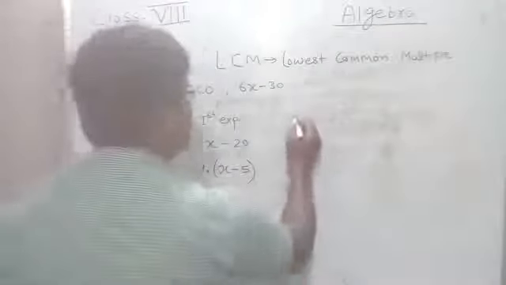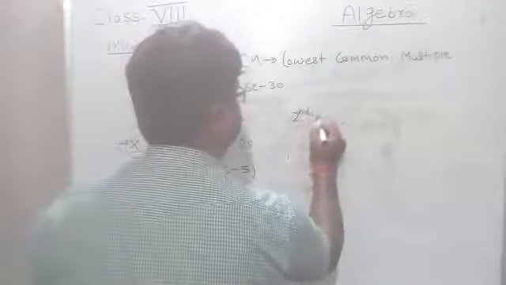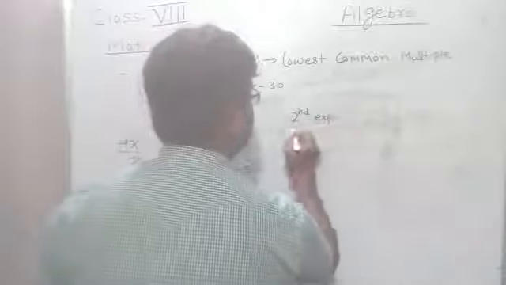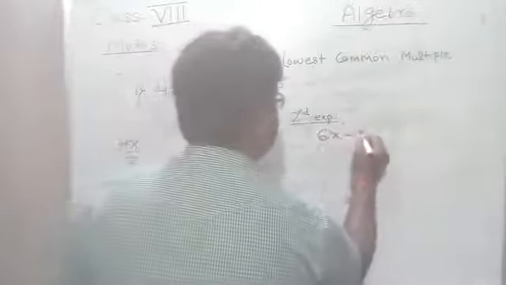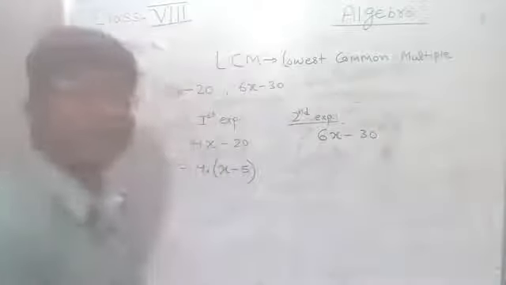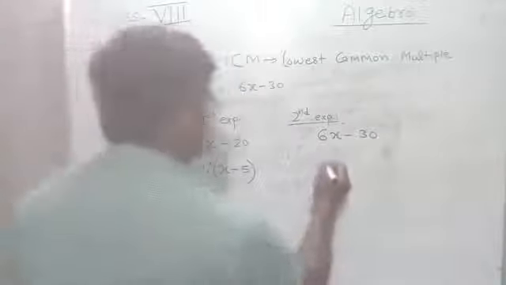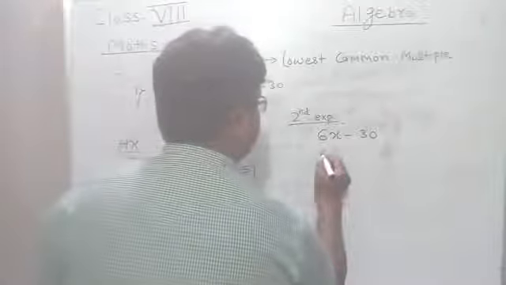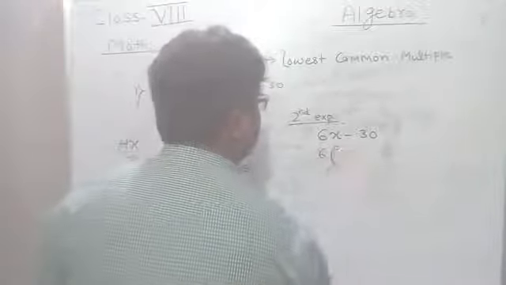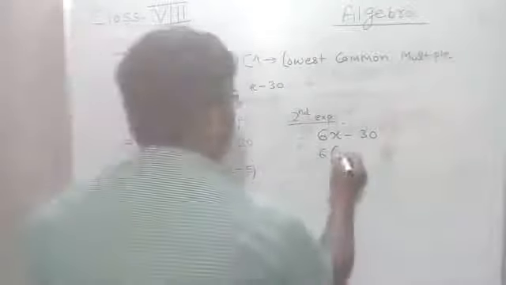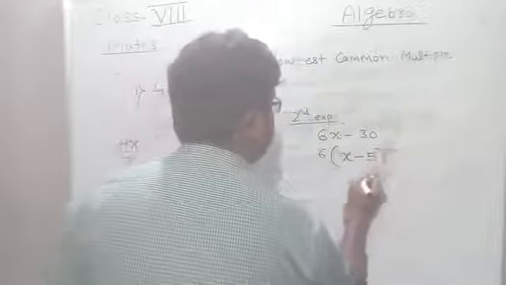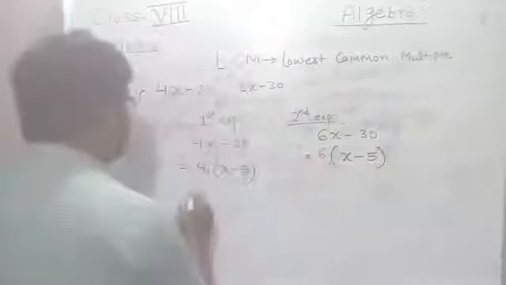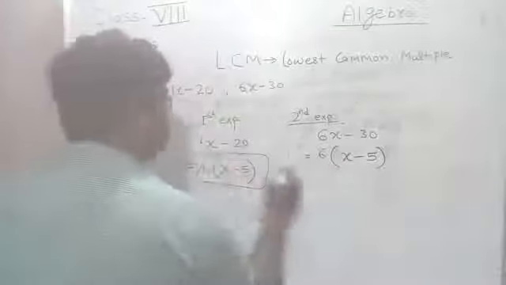Okay, similarly your second algebraic expression is your 6x minus 30. So what can we take common here? We can take common 6. Okay, so what we got here, x minus, again 6 5s are 30. Okay, so this is what we have to consider now.